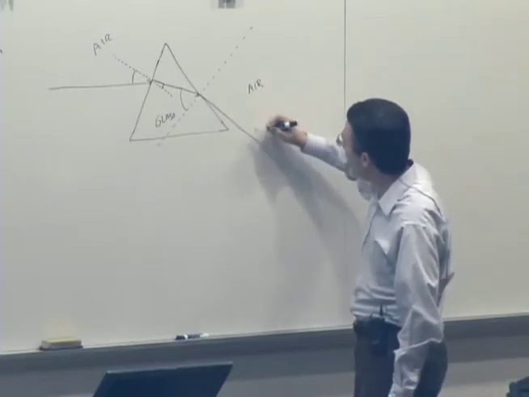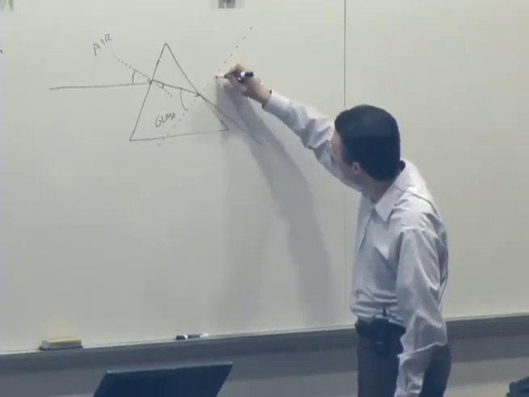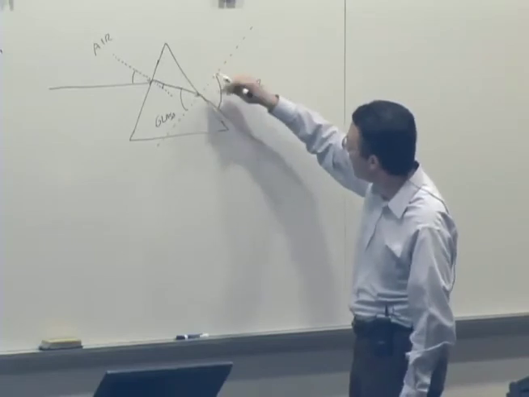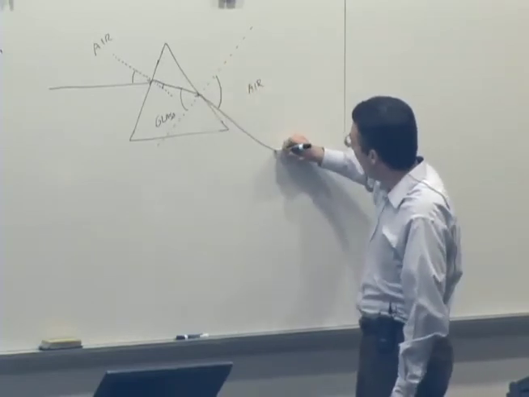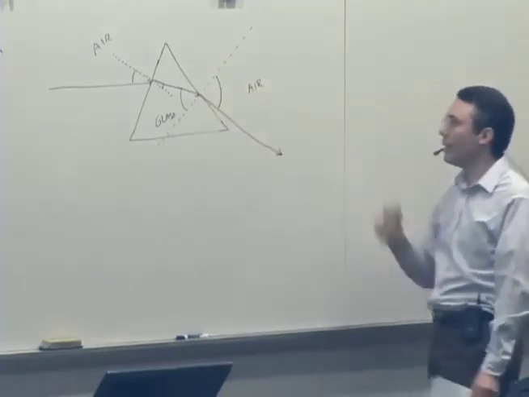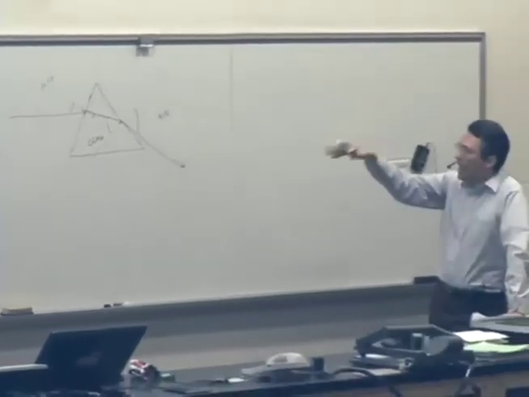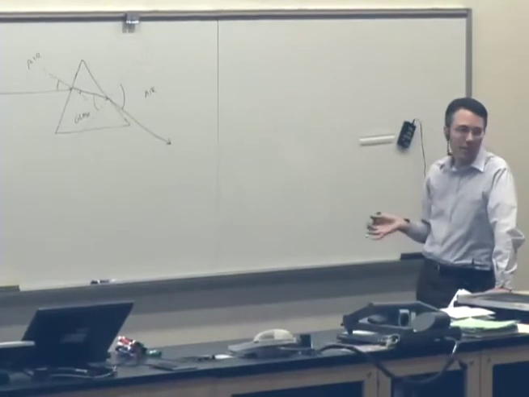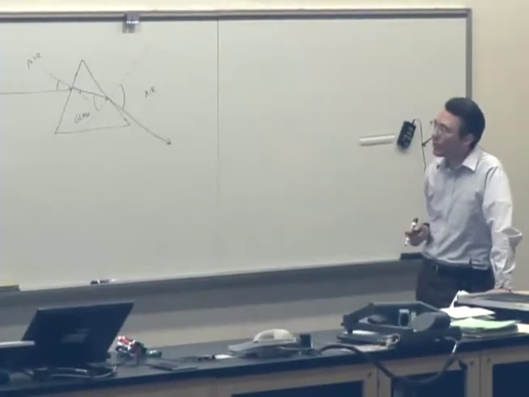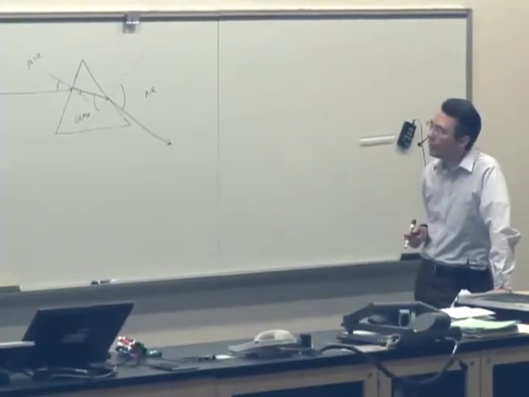It's a little bit hard to draw, but you can see I'm trying to draw this angle being bigger than this one. It's bent away from that normal. And so it happily proceeds along in that direction, right? So we have a way to actually change the direction of the light beam as it goes through from one end to the other of this prism.